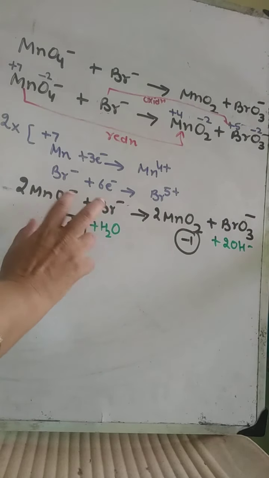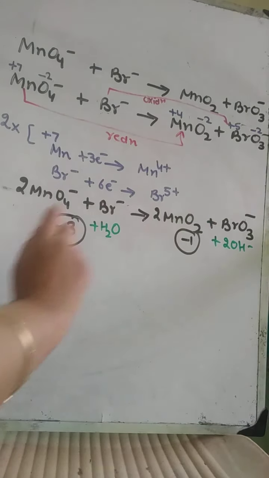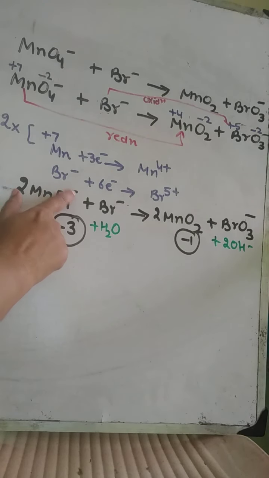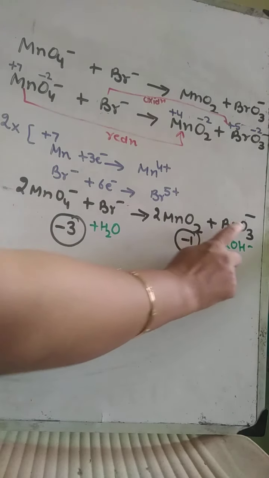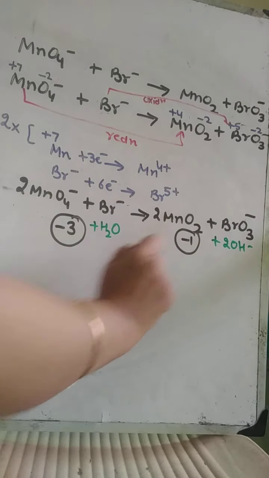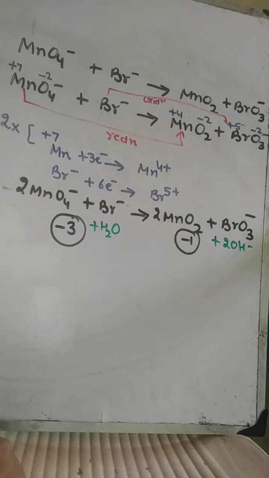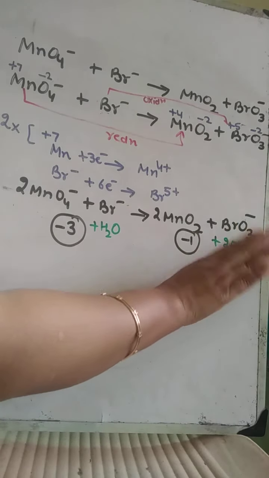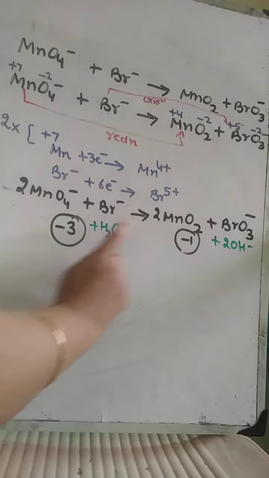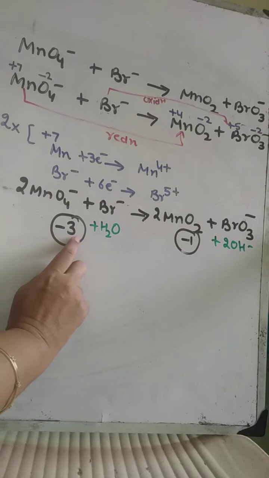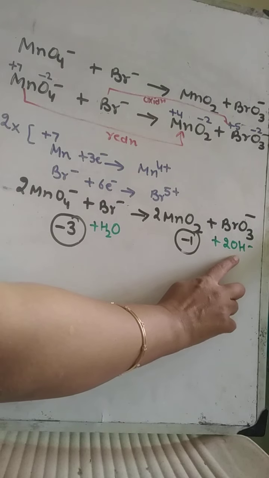Now calculate the net charge on the left hand side and right hand side. The net charge on the left hand side is 2 negative plus 1 negative, so 3 negative charge on the left hand side and on the right hand side only 1 negative charge. Now this equation is not taking place in acidic medium, it is taking place in basic medium. So basic medium means you are supposed to add OH negatives on the right hand side. How many OH negatives? So that the charge gets balanced. Since I already had minus 1 charge and I want the total charge to be minus 3, I will add 2 OH negatives on this side.